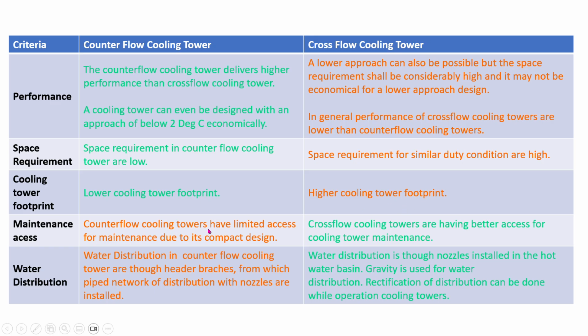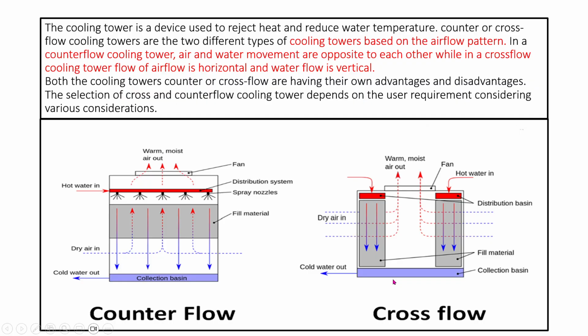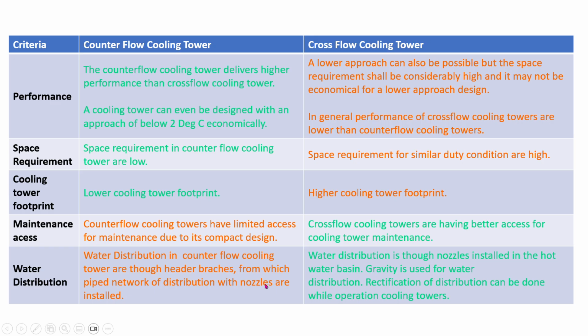Then the counter flow cooling tower has very limited maintenance access. It is closed in every direction due to its compact design, but in the cross flow, in the center, you will get sufficient space so that you can do the maintenance. If you see the drawing again, there is a lot of space. Air is coming from this side horizontally, and there is a lot of space, so you can do the maintenance. But in the counter flow both sides are closed, you cannot do any maintenance. That's why counter flow maintenance is very difficult, while in the cross flow, maintenance is possible.